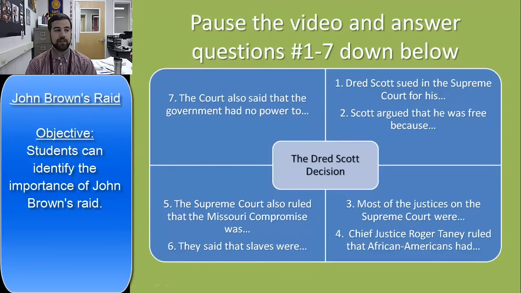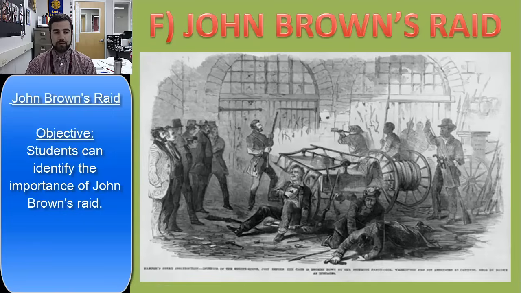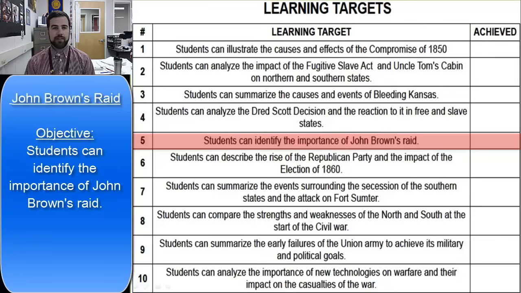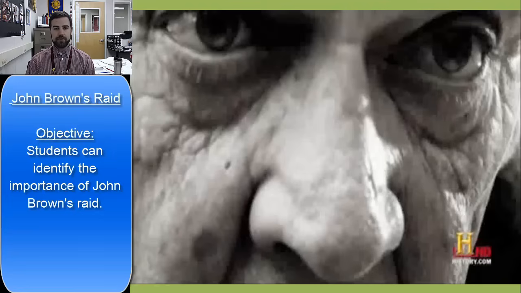All right, let's go ahead and continue learning about John Brown's raid. So remember, John Brown is a radical abolitionist who wants to end slavery, and he and his son and a few other men back in Kansas during Bleeding Kansas, they're the ones that took 5 pro-slavery men out of their homes and then chopped them up with broadswords in front of their family. And so John Brown has a plan to try to end slavery. And so for our goal for John Brown's raid, you should be able to identify what is the importance of this raid. So let's go ahead and watch this video here about John Brown.